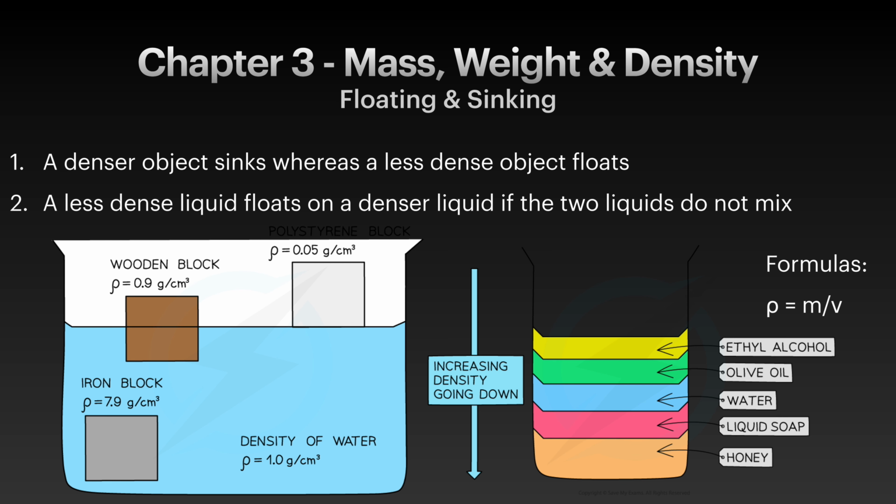Lastly, let's look at floating and sinking. A dense object sinks in a less dense liquid, while a less dense object floats. This is why oil floats on water, and why heavy metals sink while wood floats. The same density formula, ρ equals m over v, helps to explain this phenomenon.